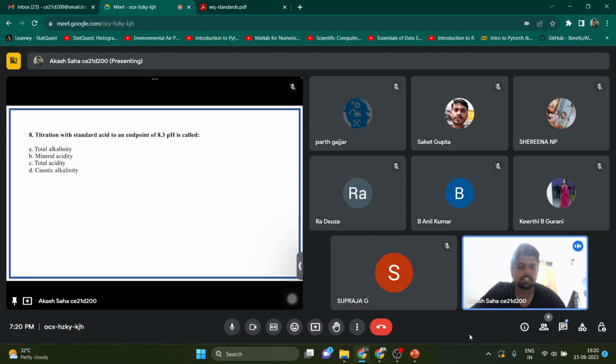Okay, so the next question: titration with standard acid to an endpoint of 8.3 pH is called caustic alkalinity. Okay, no, CaCO3 is not used to determine the hardness. It is expressed in terms of hardness. It is expressed in terms of CaCO3.